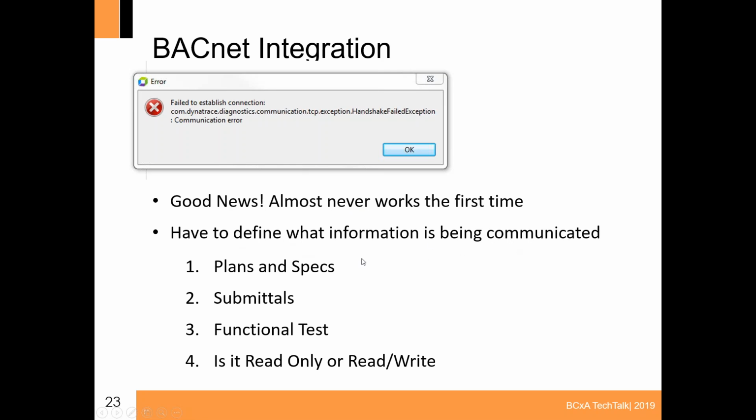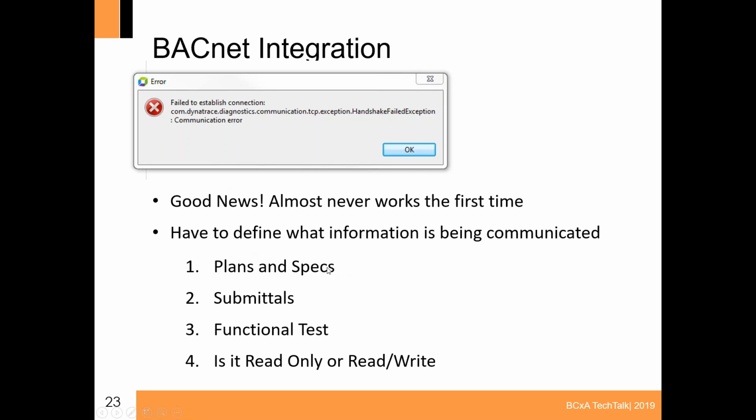You have to define what's being communicated, okay? And this is something that almost never gets written down. Just because it's BACnet integration, what does that mean? What objects do you want to see out of that chiller? Do you just want to see whether it's enabled or disabled? Or do you also want to see entering and leaving evaporator water, entering and leaving condenser water? Do you want to see the refrigerant pressures? Because that's going to be available through BACnet.